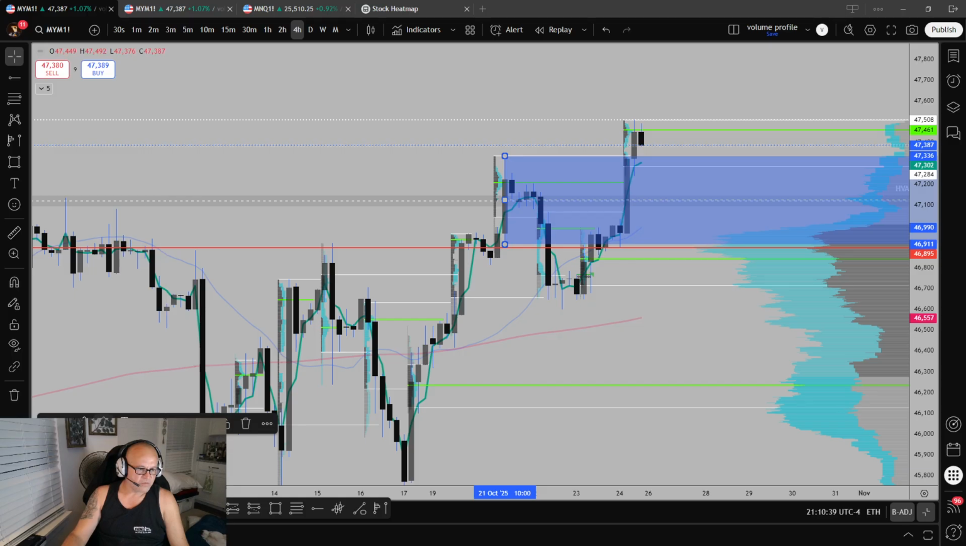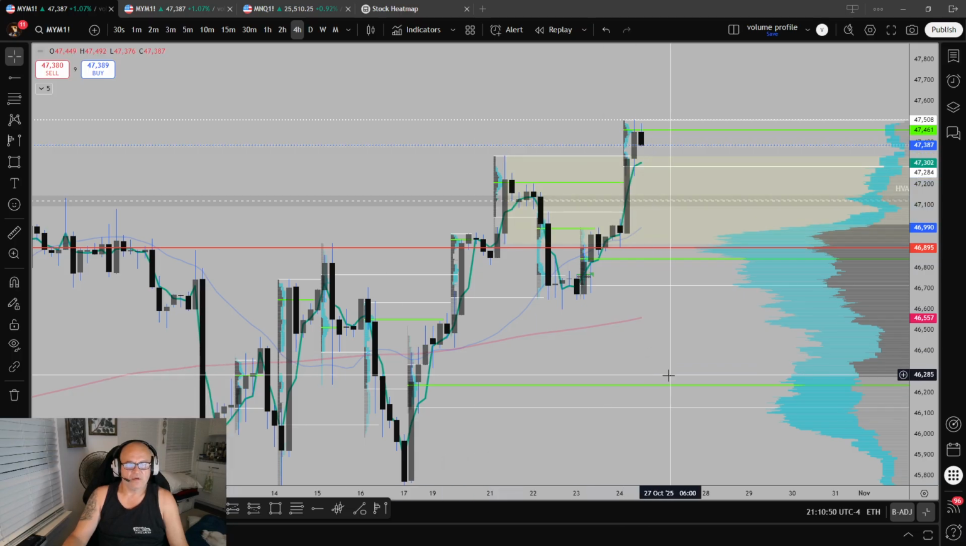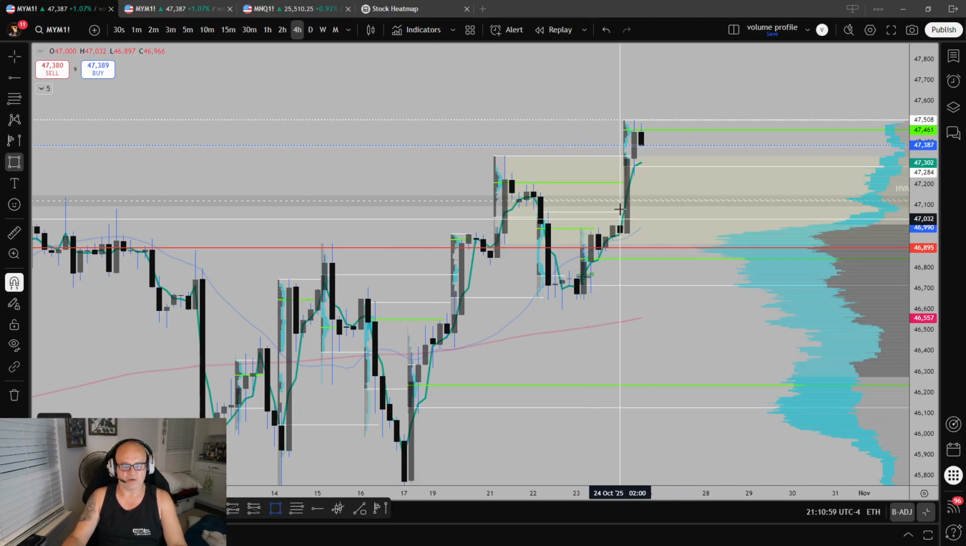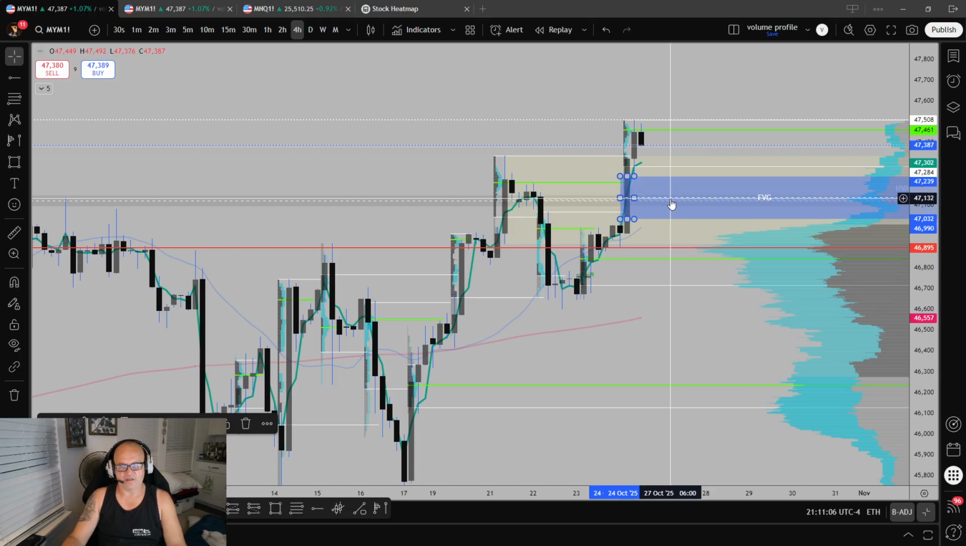So let's just move. I'm going to put just a little different coloring on this. Ooh, it's a little bright, so that we can kind of just see everything here. All right. So what else do we have in the area? Well, we have the 4-hour fair value gap that was made on Friday. So if we put our fair value gap box up on that, you can see the midline of the fair value gap also lines up in that same high value area.